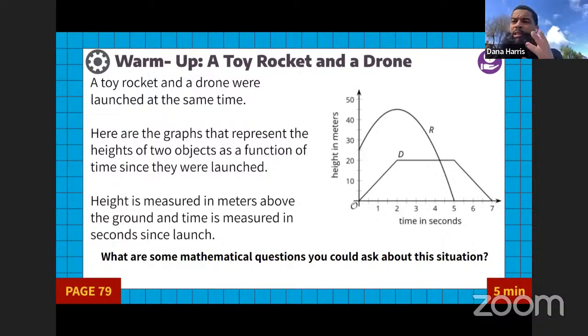I want you to take some time real quick and think about the mathematical questions that you would ask about this. You can think about those out loud. You can post those in the chat. You can write those in your workbook and ask me those in the classroom.